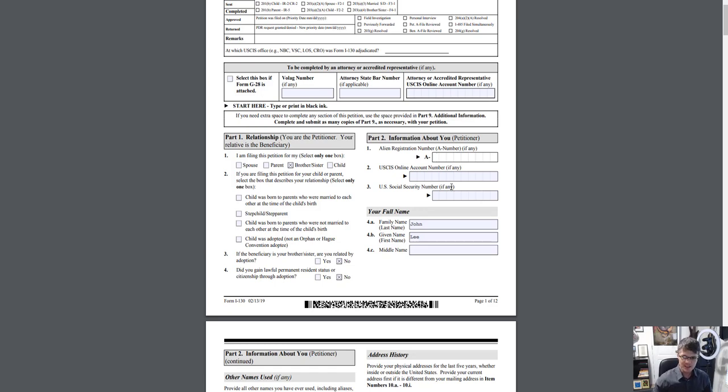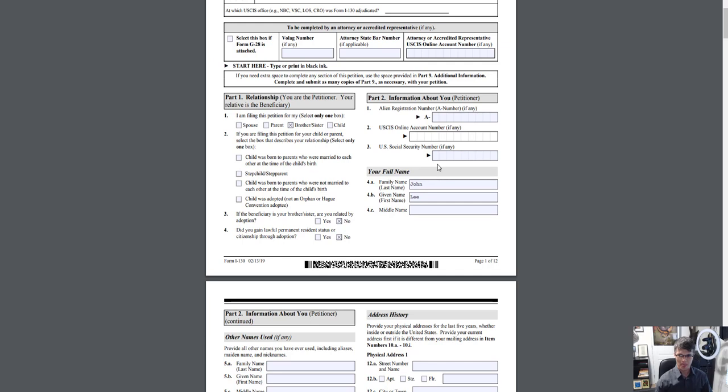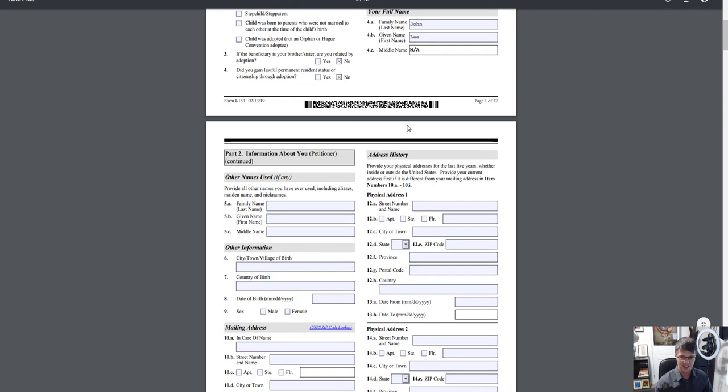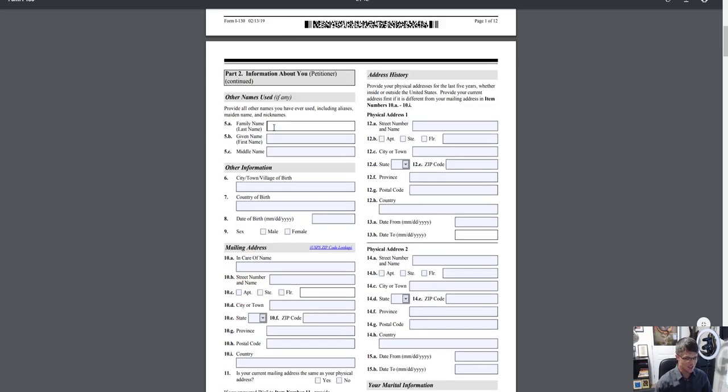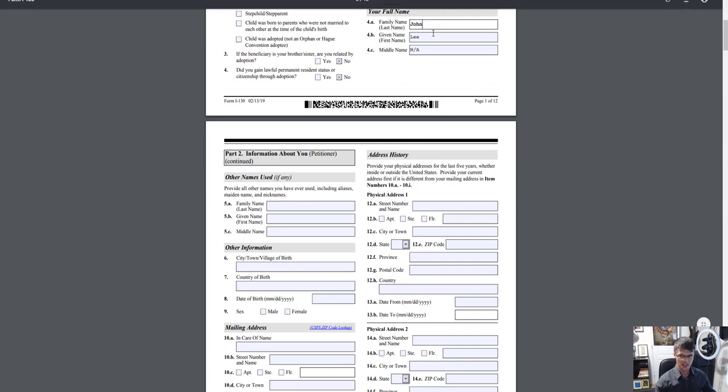Again, if you have created a USCIS online account, you can definitely enter it here. US Social Security number, if you have that, fill it out. Now, your full name information, fill it out. If you don't have a middle name, make sure to put a name. Very important. Other names, if any.